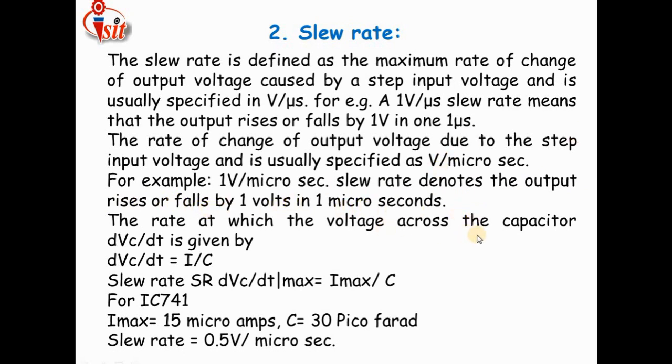The rate at which the voltage across the capacitor changes is given by dVc by dt is equal to I by C. Slew rate SR is equal to the differentiation with respect to voltage, that is (dVo by dt) max is equal to Imax divided by C. For IC 741, Imax is equal to 50 microamperes, C is equal to 30 picofarad. Slew rate is equal to 0.5 volt per microsecond.